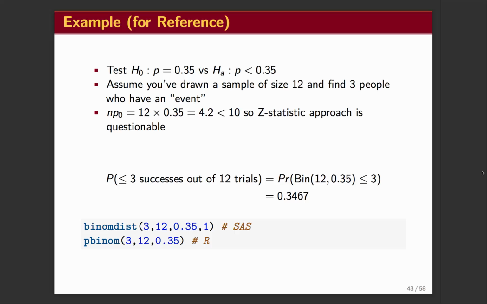right? So n times p0 is 12 times 0.35, which is 4.2. So we've certainly broken our assumption of it being compared to 15. It's less than 10 as well. So we have a small sample size. So think about what's going on here.